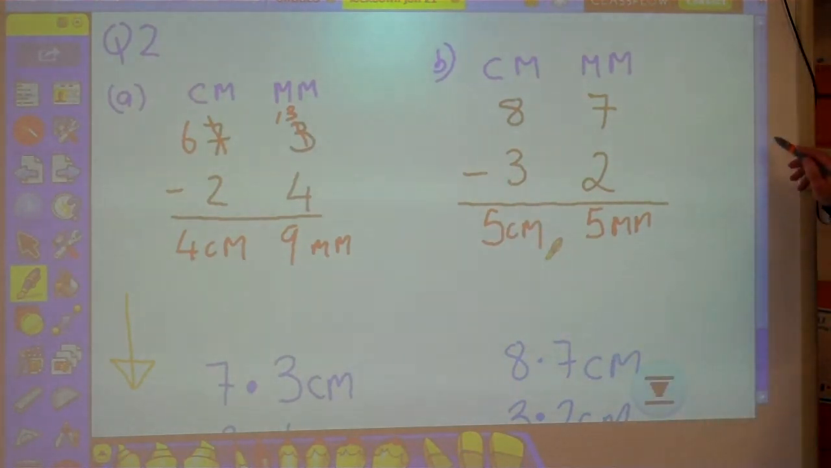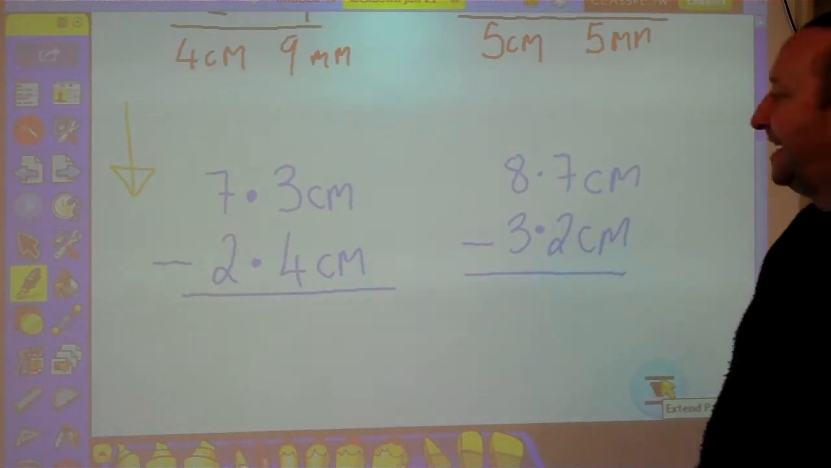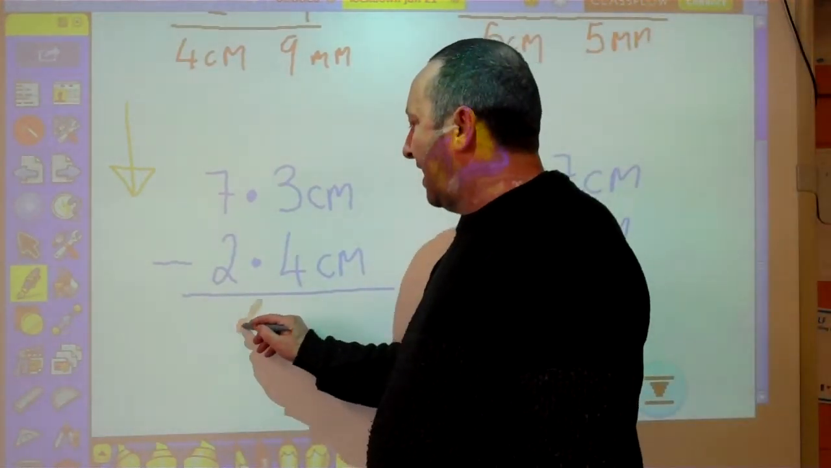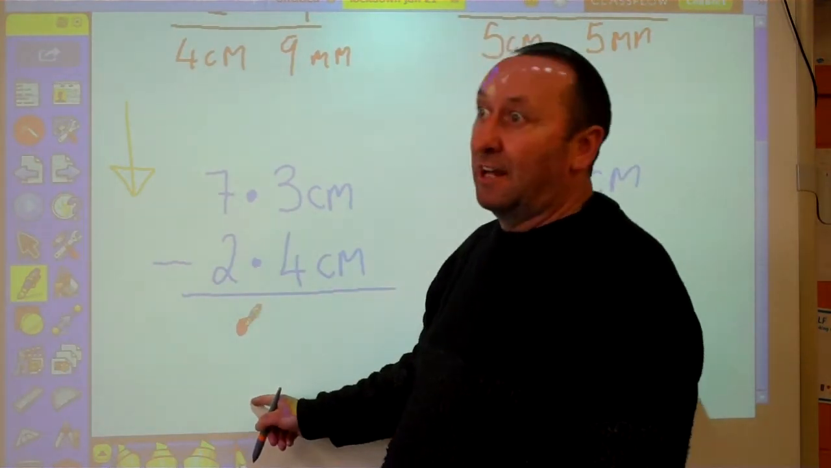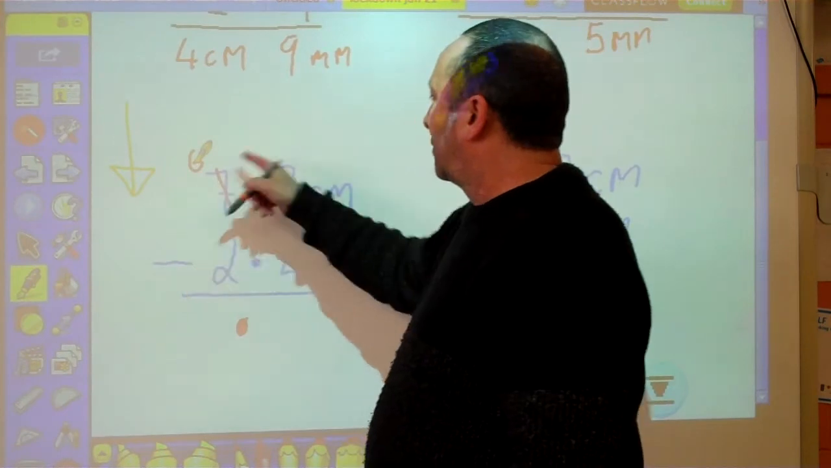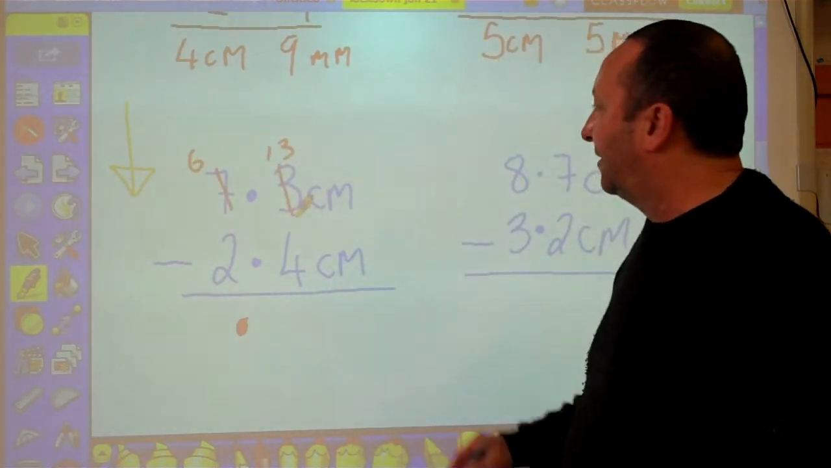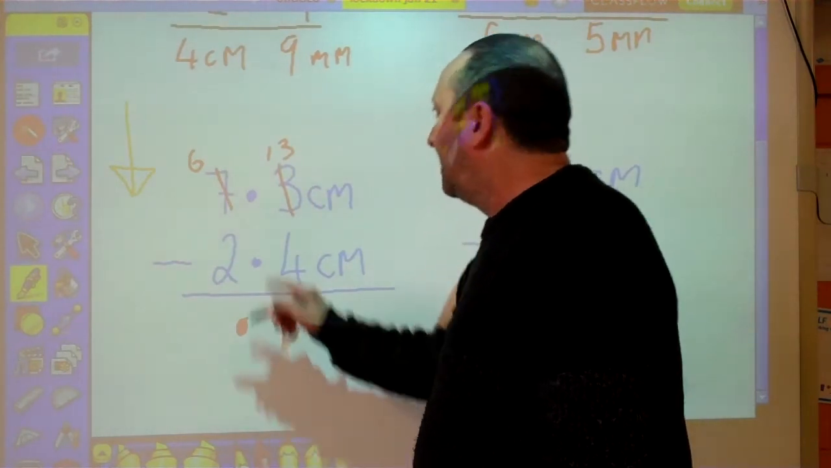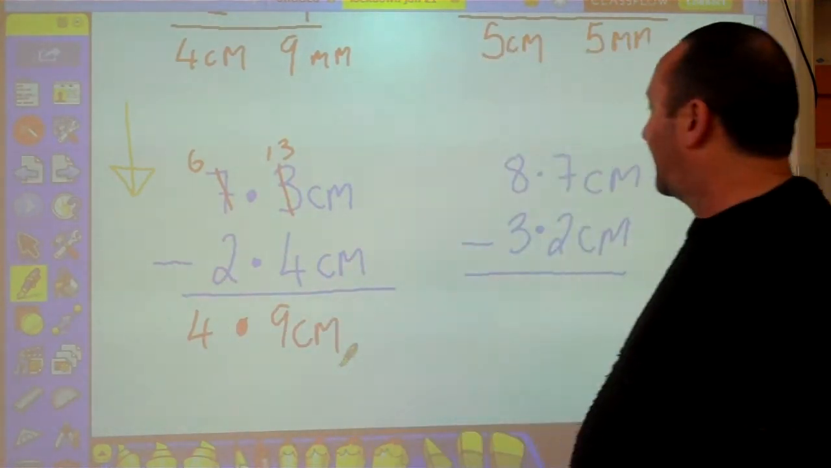But as I said on the previous page, I would rather you change that to decimalization, because I know we've done a chapter on this. Decimal points in adding and subtracting stay underneath each other, so I can do that immediately. 3 take away 4 I can't do. Rename, take the 1 over, so 10 and 3 is 13. 13 take away 4 is 9. 6 take away 2 is 4, so my answer is 4.9 cm.